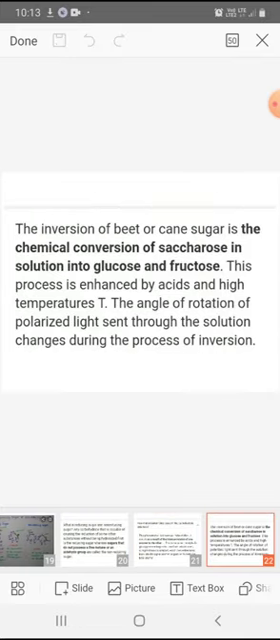Next, the inversion of beet or cane sugar is the chemical conversion of saccharose in solution into glucose and fructose. This process is enhanced by acid and high temperature. The angle of rotation of polarized light sent through the solution changes during the process of inversion.